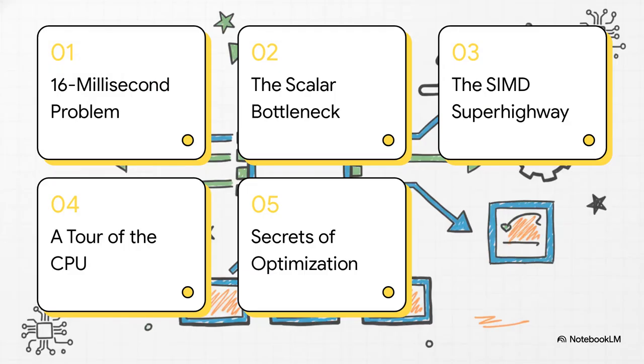All right, so here's our game plan. We'll kick things off with the one big problem every game developer has to solve. Then, we'll look at the old, painfully slow way of doing things before we get to the revolution that changed everything. After that, we'll take a tour of the hardware itself, and finally, spill the secrets that engineers use to squeeze every last drop of performance out of the machine.